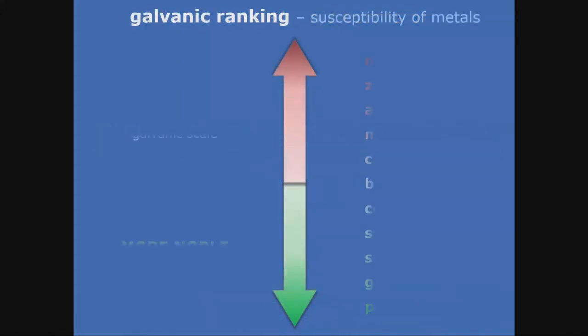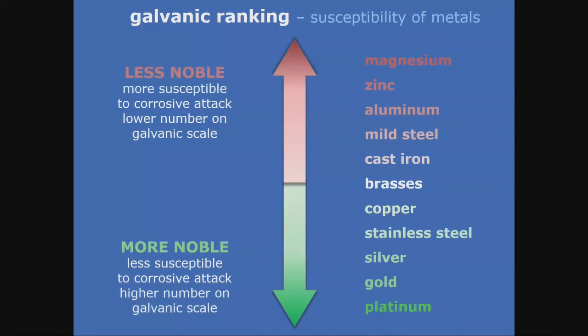Here is the susceptibility of metals. When we're talking about different metals, different metals corrode different ways, right? So magnesium, zinc, aluminum, mild steel, cast iron, they're all on the lower end or mid end. When you get up to the higher ones like gold and platinum, they don't corrode, or corrode very, very slowly.